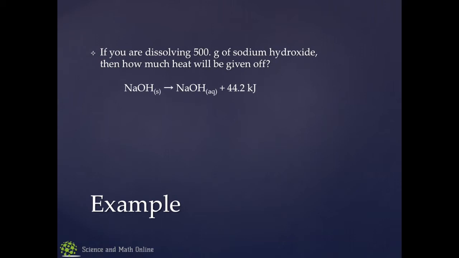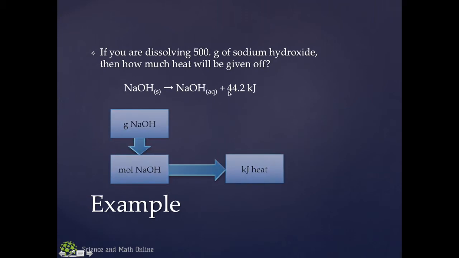You're given this reaction. So just like we did with normal stoichiometry, we need to use the stoich road here. We're starting with grams, and we need to go to moles because that's what we always have to do. So we're going to go from grams of sodium hydroxide to moles of sodium hydroxide. And then, because the heat is in the reaction, I can do a stoichiometry relationship here. I can say 1 mole of this is equal to this many kilojoules. So that's what we do.